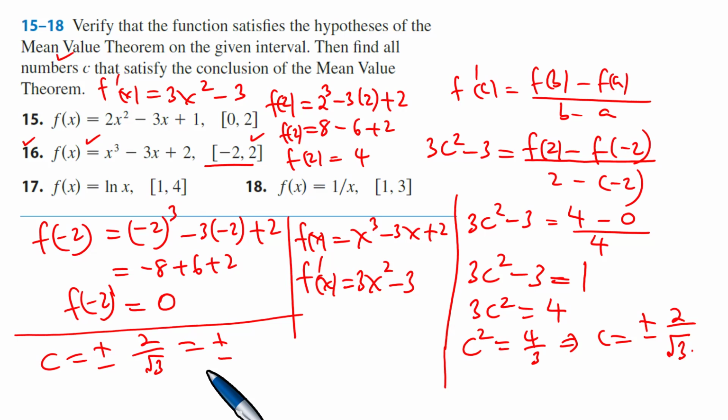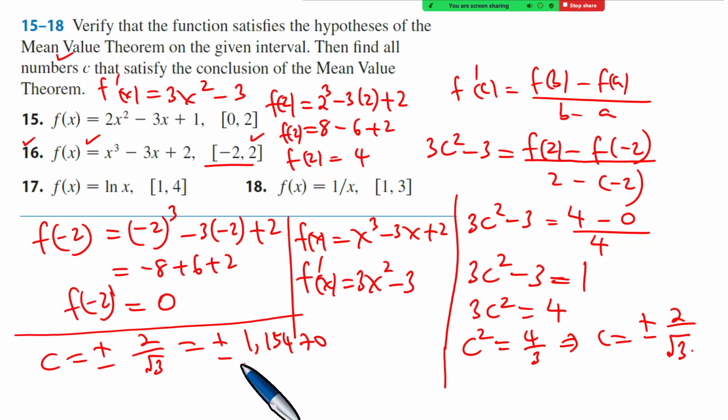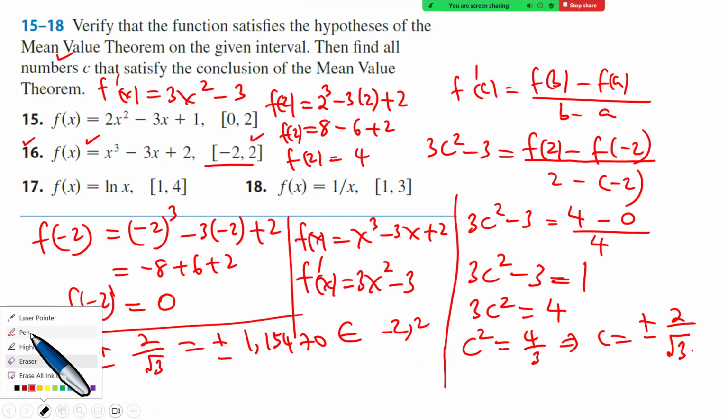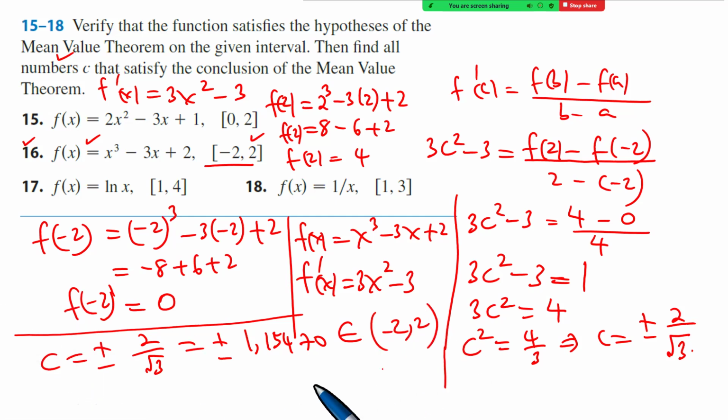2 divided by the square root of 3, you can always do that one. I'm just checking it quickly here. If you divide 2 by the square root of 3, whatever you're getting is actually plus or minus 1.15470. Is it here? Yes, it is here, because if you check very carefully between minus 2 and 2, this number is there. And we agree that both of these numbers are members of this interval. But as stated in the conclusion of the theorem, they are both members of the open interval. We just need the open interval. That is all.